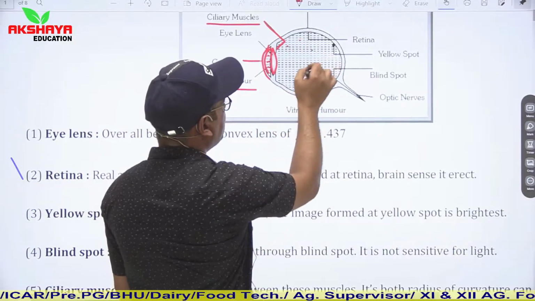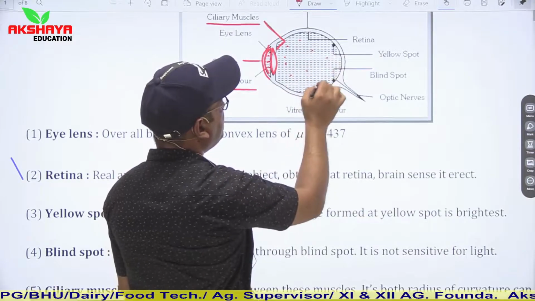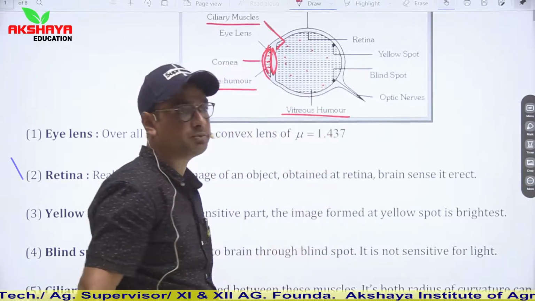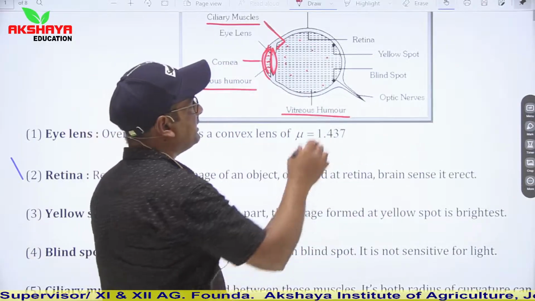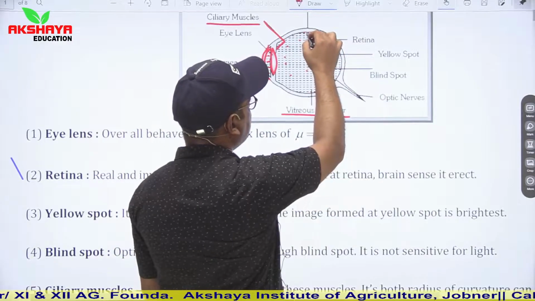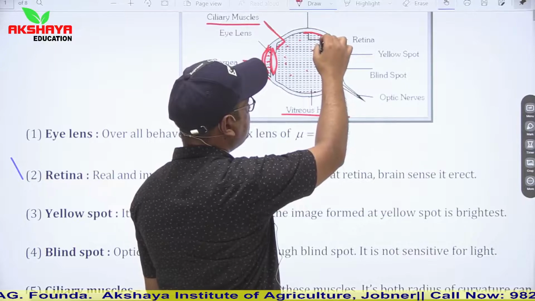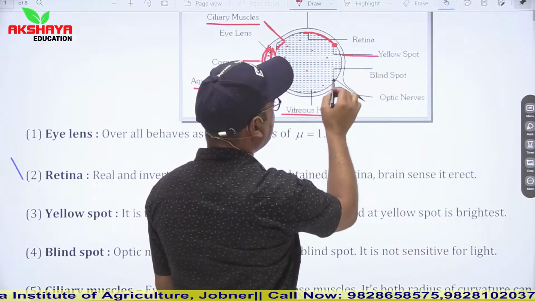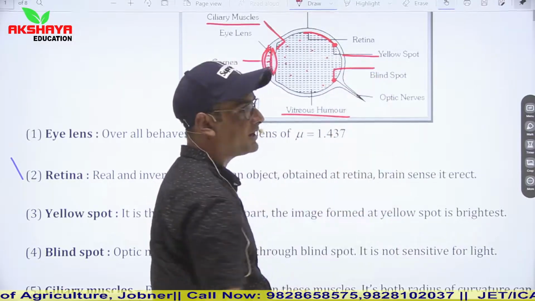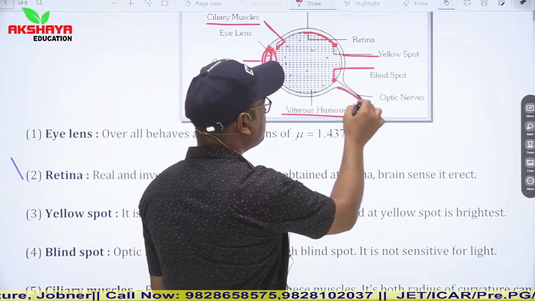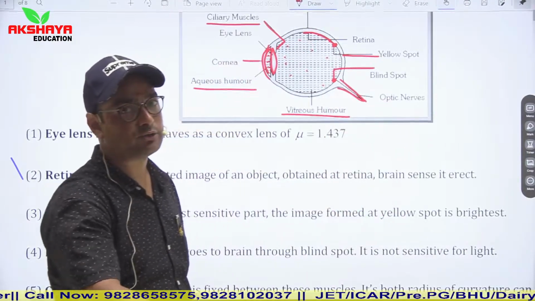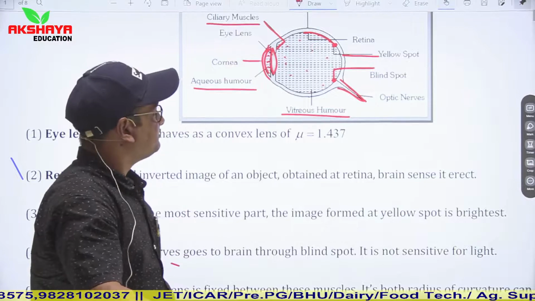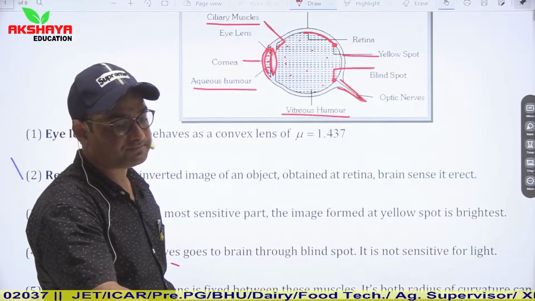Now the liquid which is behind the eye lens and in front of the retina is known as vitreous humor. Now see this back part, this portion is known as the retina. Here two points are given: one is known as the yellow spot and another one is the blind spot. These are optic nerves, which are connected to the human brain and carry signals to our brain. So this is the rough sketch of the human eye.